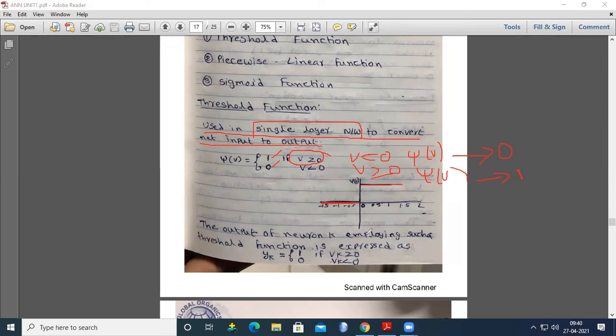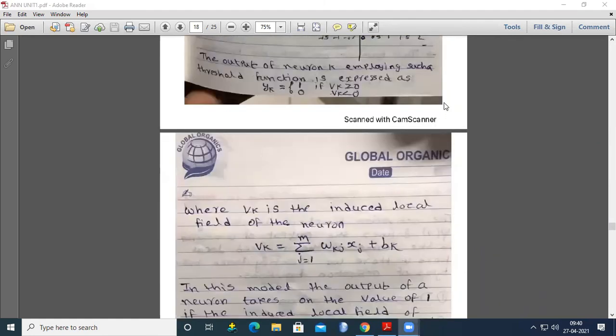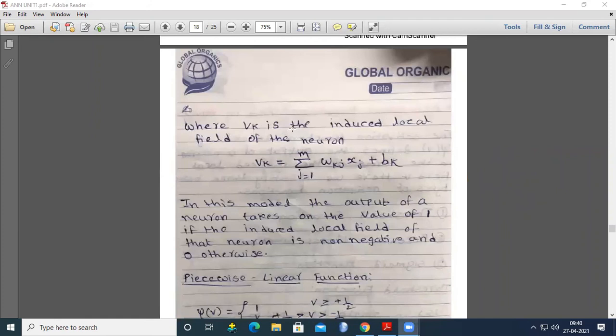The output of neuron k employing such a threshold function is expressed as yk. That means the output of the neuron yk equals either 1 or 0. If the vk value is greater than or equal to 0, then it is 1. If the vk value is less than 0, then it is 0. That function we call a threshold function, where vk is the induced local field of the neuron. So vk equals the sum over j equals 1 to m of wkj xj plus bk.